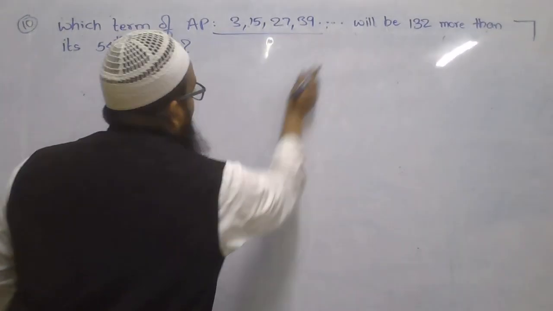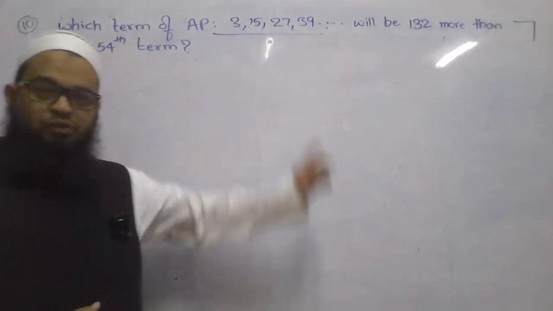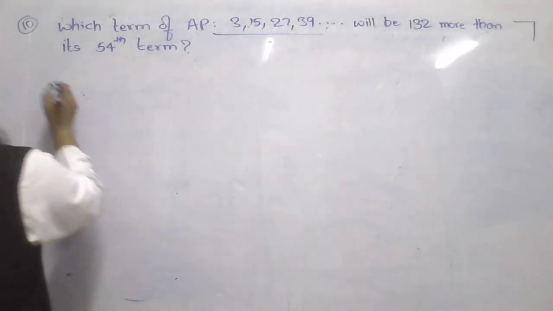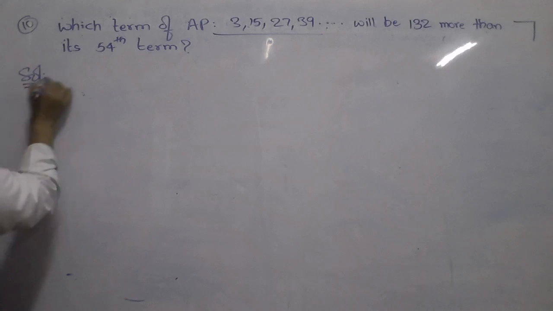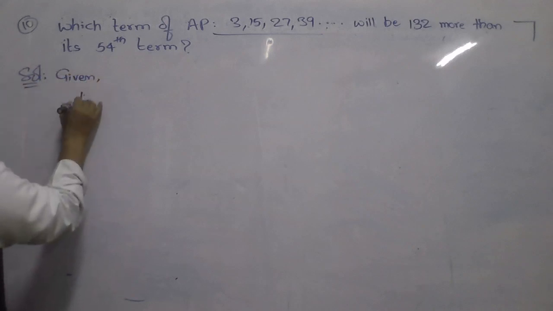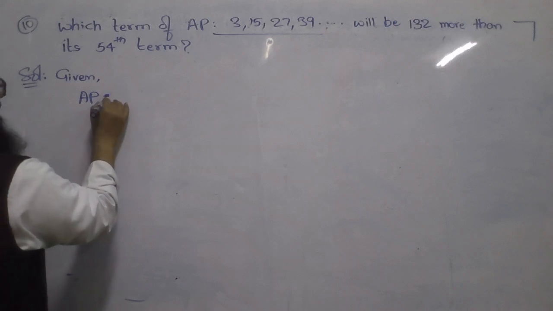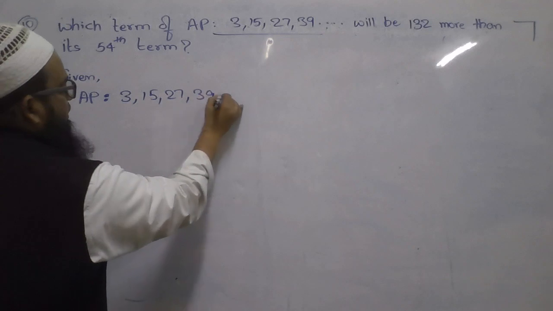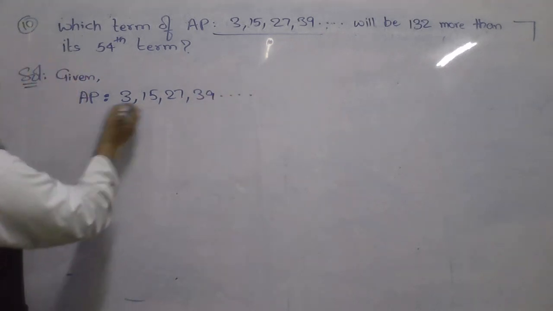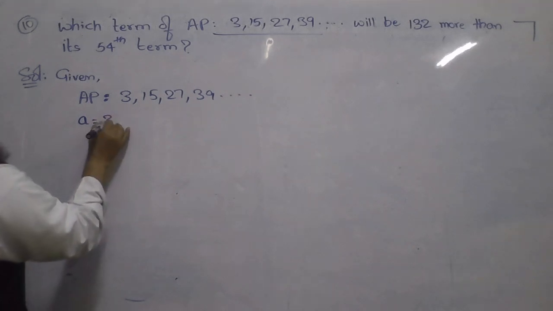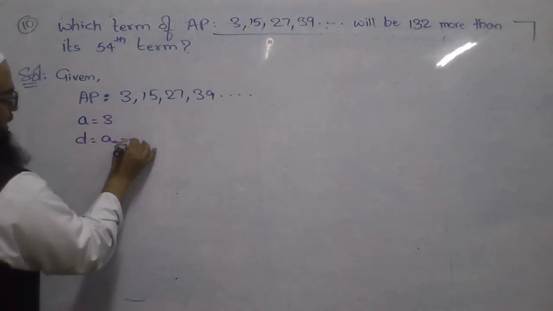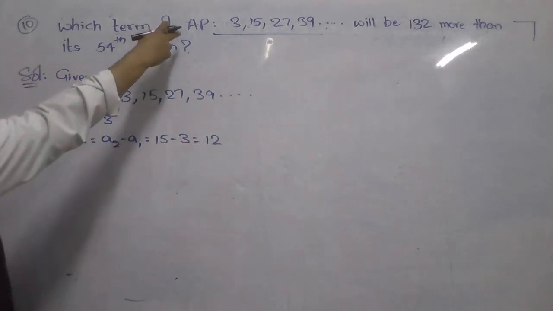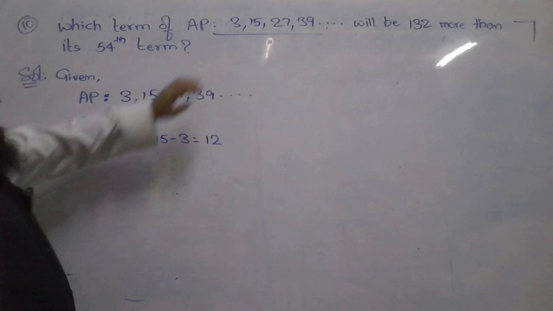They have given an AP. So once they give an AP, what can we find? We know the first term. Can we find D? Yes, sir, we can find D. So let us find out the solution. Given: AP is equal to 3, 15, 27, 39 and so on. From this we can find A is equal to the first term, 3, and D is equal to A2 minus A1, that is 15 minus 3, which is 12. Since he has given it as an AP, no need to check it.